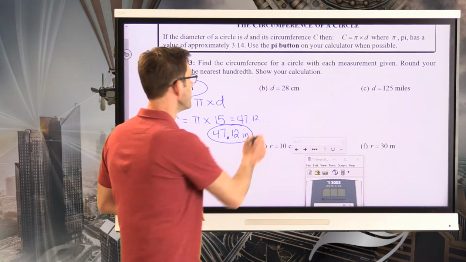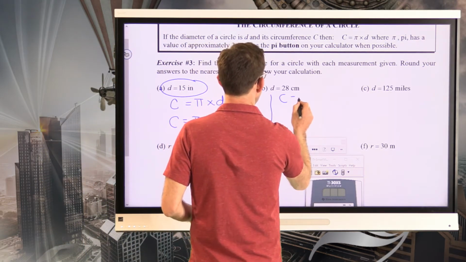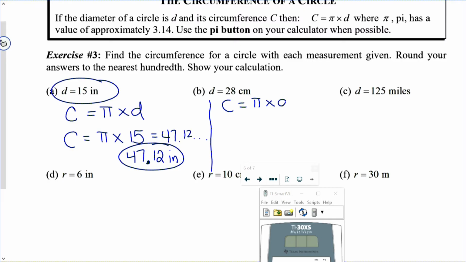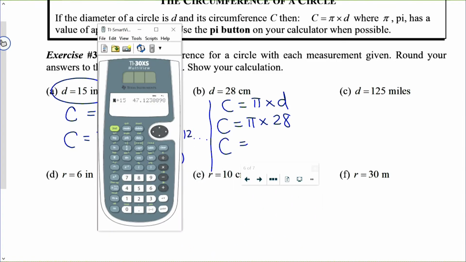All right, let's do it again. I'm going to keep writing down circumference equals pi times diameter, again and again. So circumference equals pi times 28. And again, pure calculator work here, really easy. We're just going to do pi times 28.